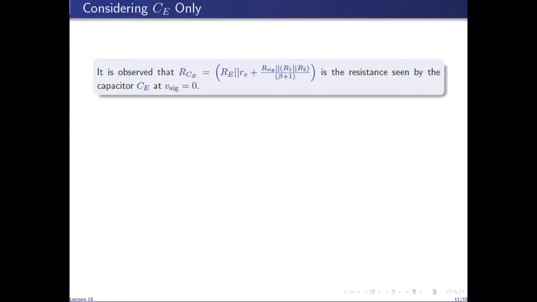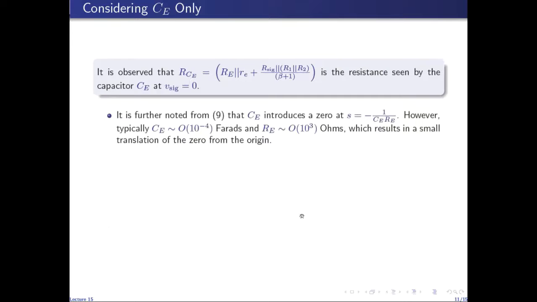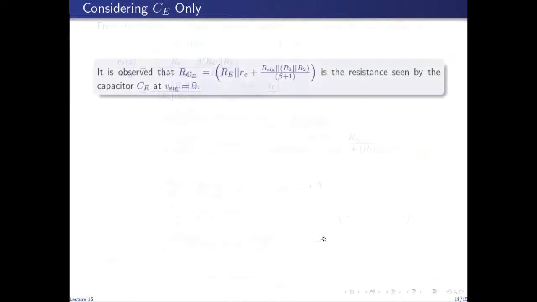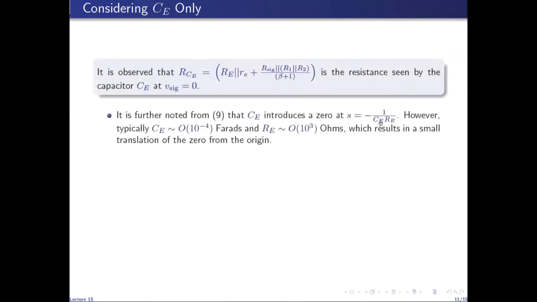That resistance is found by short circuiting G6 to 0. Furthermore, we see from this expression that there is a 0 here. So when S is equal to minus 1 over CE RE, this factor becomes 0 and the overall response becomes 0. So at S equal to minus 1 over CE RE, the response becomes 0. This S represents a 0 of the response.